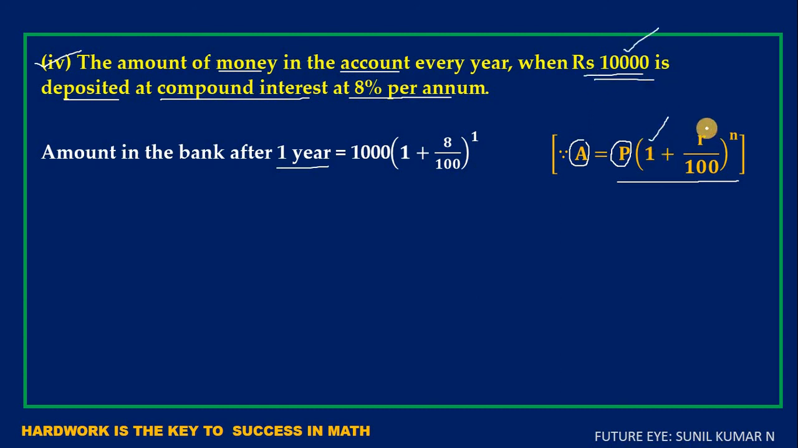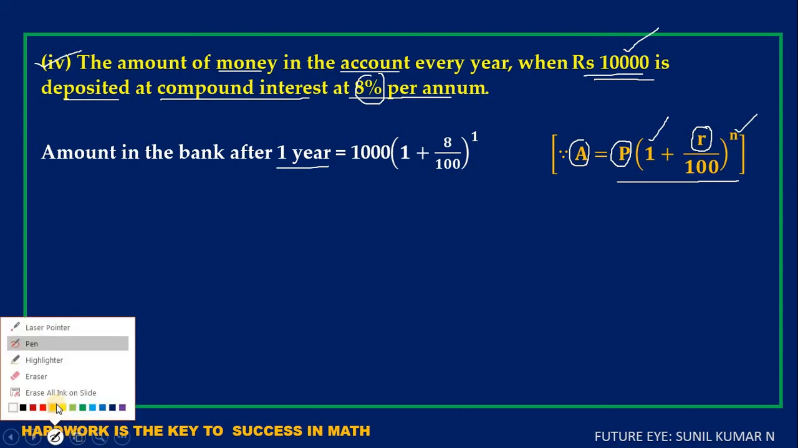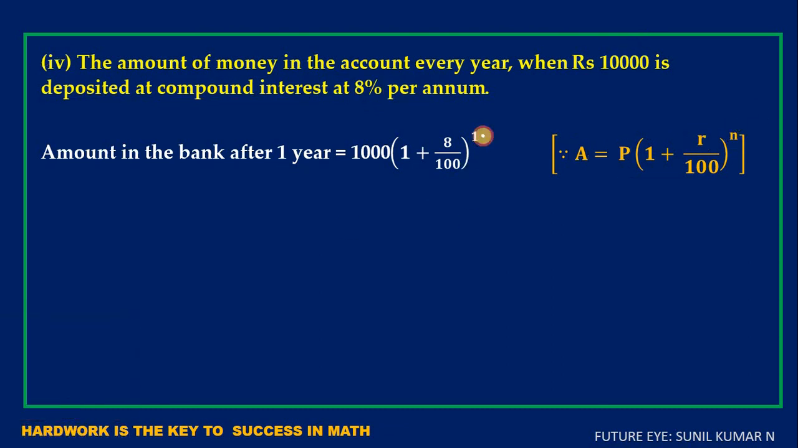And 1 is a constant. R means rate of interest. What is the interest here? That is 8%. And n means number of years. So here they have taken for 1 year. It means we are finding for 1 year. Hence in the place of n I have substituted 1.